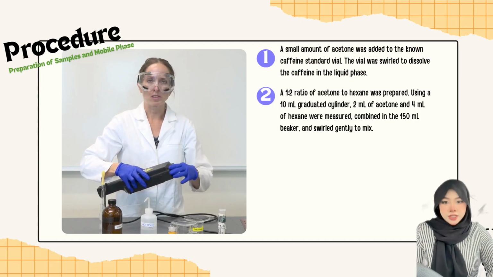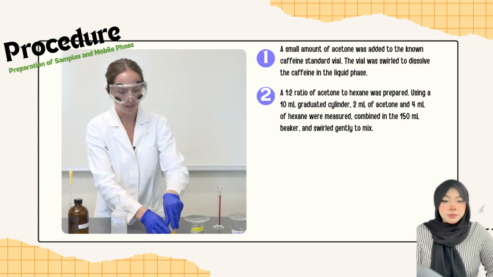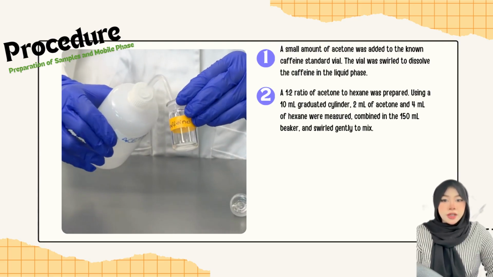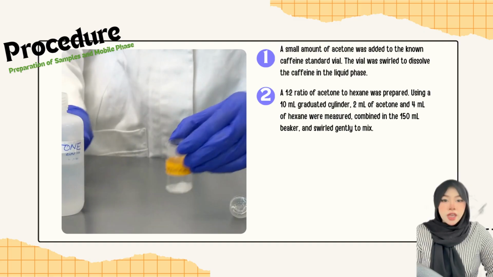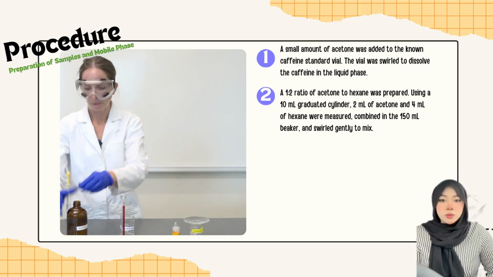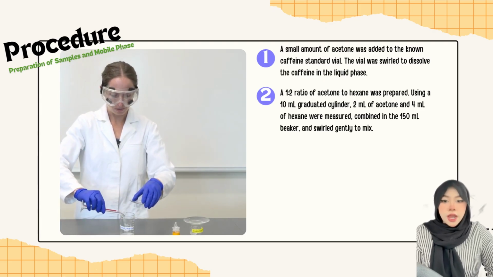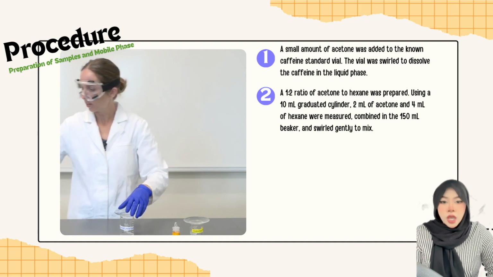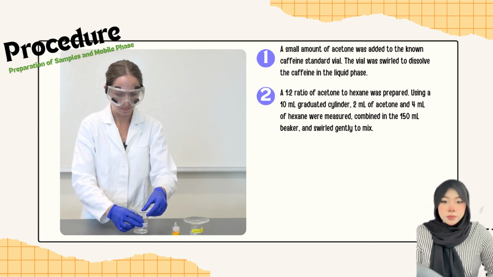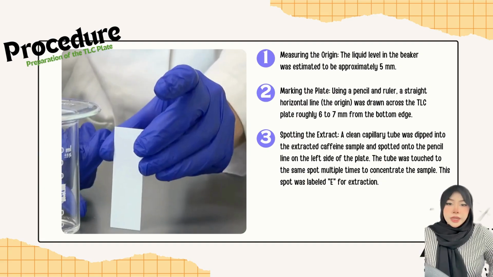The first step for the procedure of this experiment is preparation of samples and mobile phase. A small amount of acetone was added to the caffeine standard vial. The vial was swirled to dissolve the caffeine in the liquid phase. A 1:2 ratio of acetone to hexane was prepared. Using a 10 ml graduated cylinder, 2 ml of acetone and 4 ml of hexane were measured, combined in the 150 ml beaker, and swirled gently to mix. The next step for our procedure is preparation of the TLC plate.